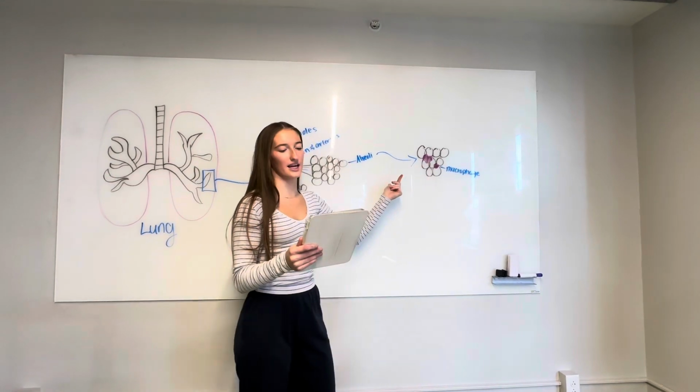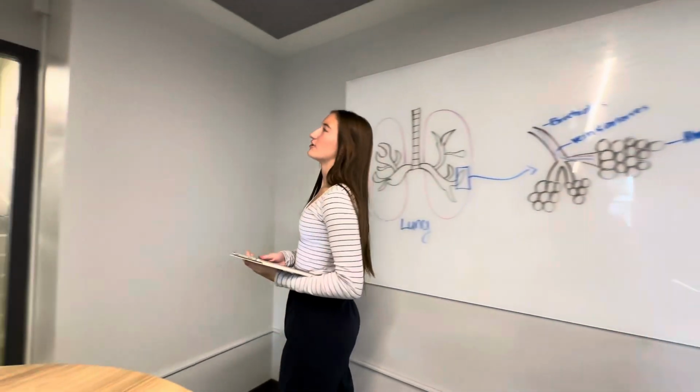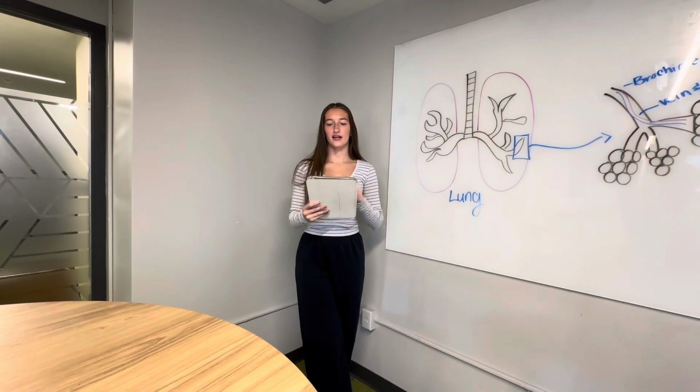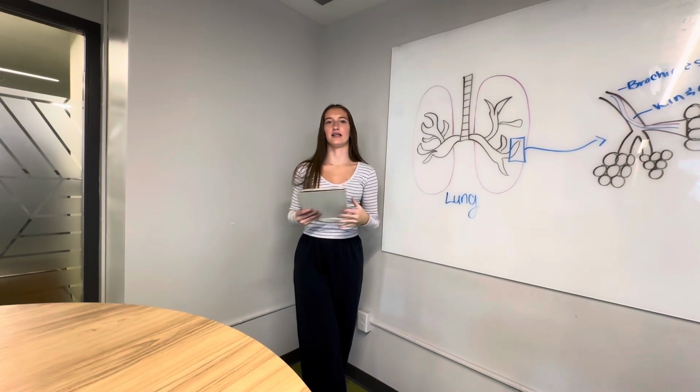multiply. And yeah, so there can also be inactive TB, which won't spread to other people, but if the immune system can't stop them from multiplying, it will grow in the body and eventually become active TB.